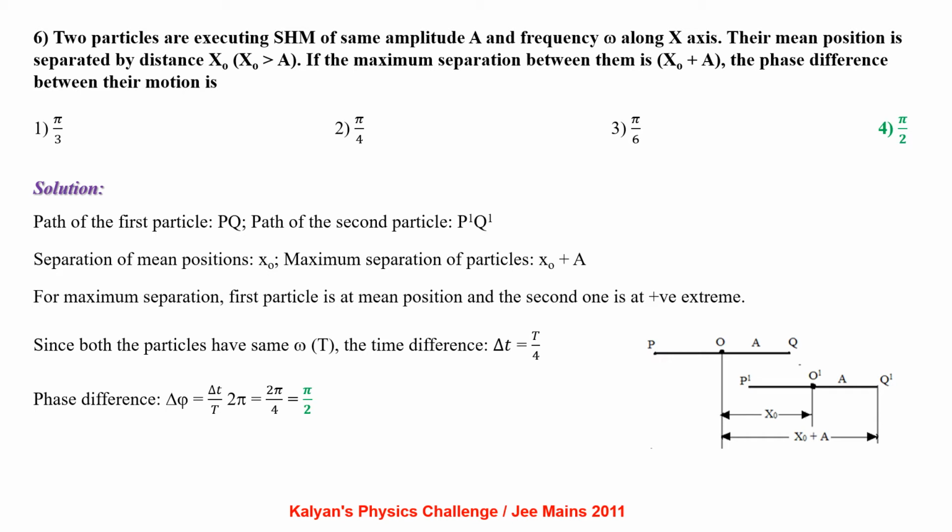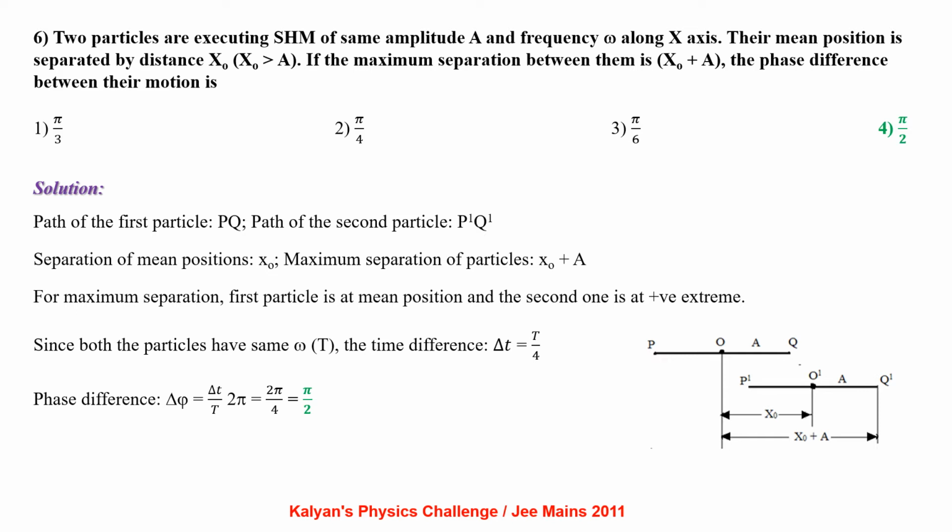See the diagram carefully. The first particle is moving along PQ and the second particle is moving along P dash Q dash. The separation between the mean positions is x0 and the maximum separation is given to be x0 plus A. For maximum separation between the two particles, the first particle should be at the mean position and the second particle should be at the positive extreme position.